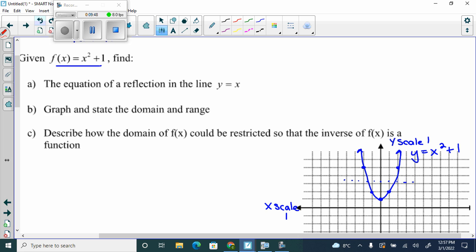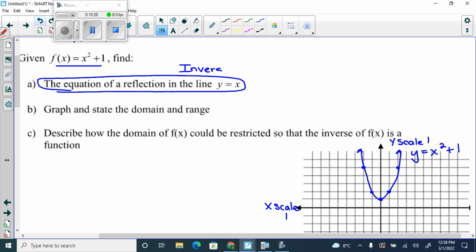Okay, let's go answer some of the questions it says. Go back, take away dotted lines. Okay, so here, we want the equation of a reflection in the line y equals x. What the heck are they asking me to find? An equation of a reflection in the line y equals x. They're asking me to find what reflects in the line y equals x? Inverse. They're asking me to find the inverse.